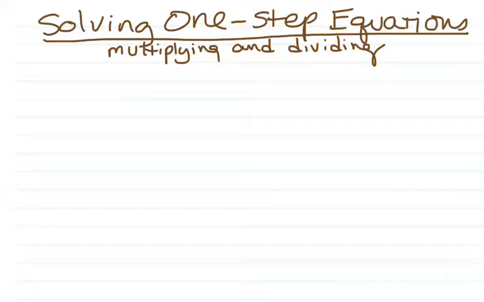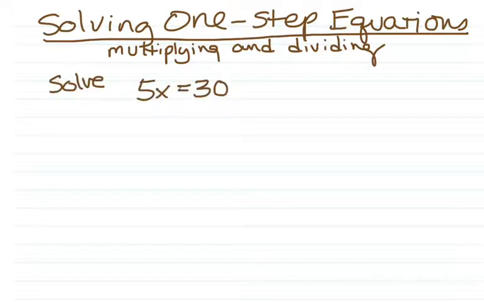Okay, more on solving one-step equations, this time with multiplying and dividing. So I've got my x, this time attached to a 5 by multiplication. I've got 5 times x equals 30. Got to figure out what x is.